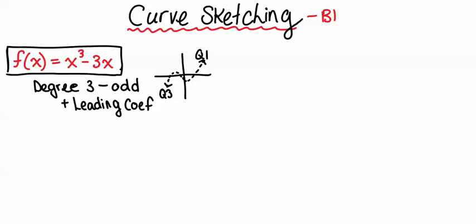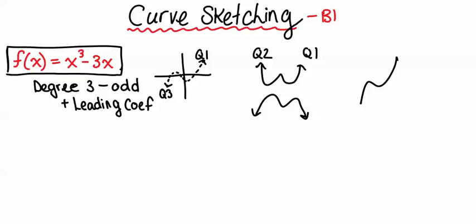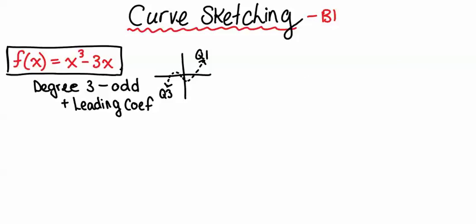So remember, if it's an even degree, then it's going to either end up in Q2 and Q1, so even degree would be like that, or it could be the bottom two quadrants. And then odd degree would always be 1 and 3 or 2 and 4, depending on the leading coefficient. Okay, so you can review that if you want to. There's probably some YouTube videos on it. Alright, so that's our first step.